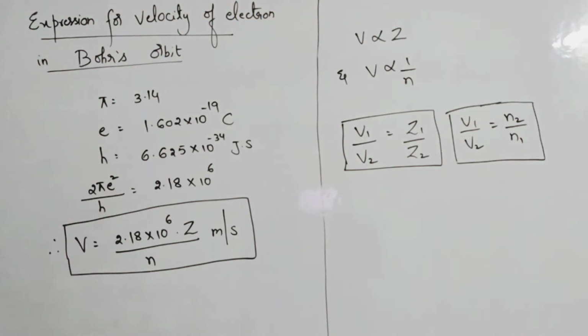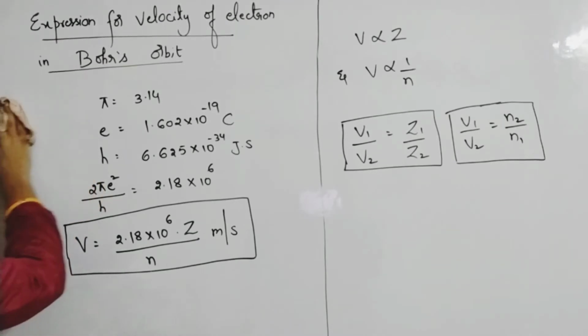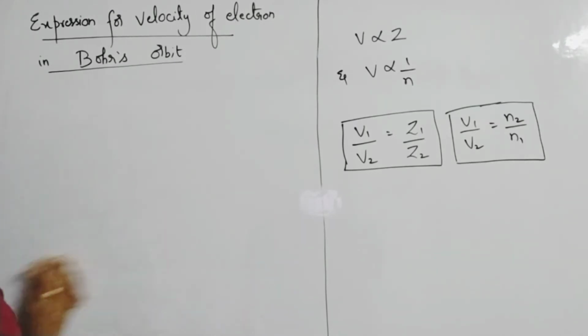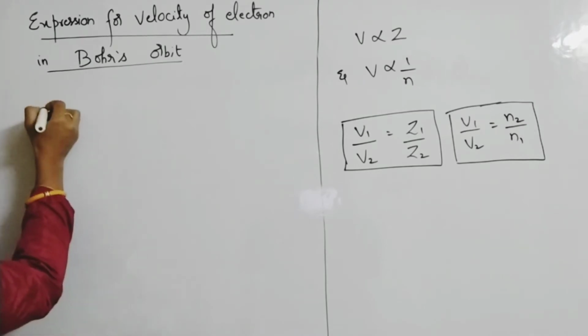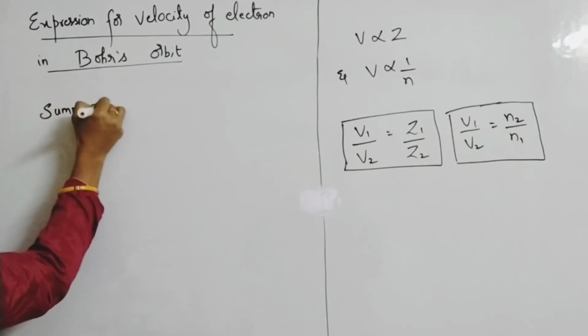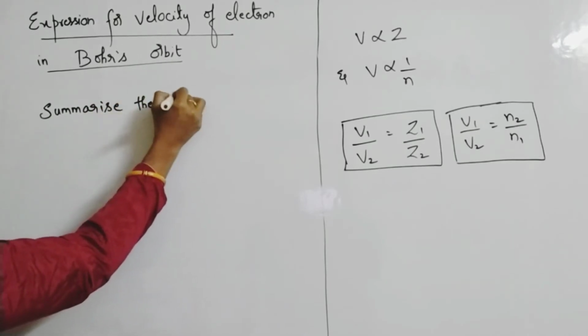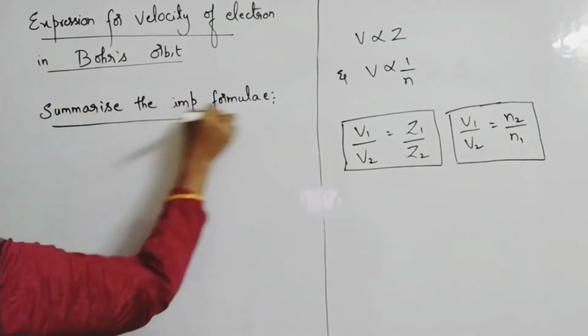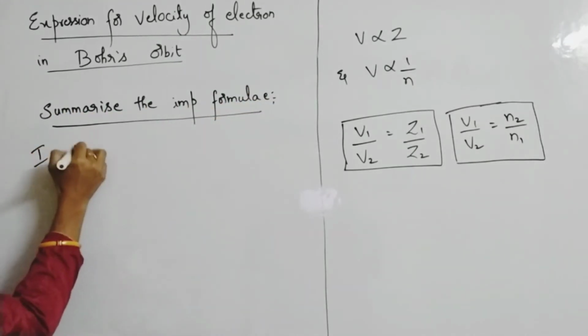Now we are going to summarize the formulas for radius, velocity, energy and wavelengths. Let us summarize the formulas we have learned up to now. Summarize the important formulae.